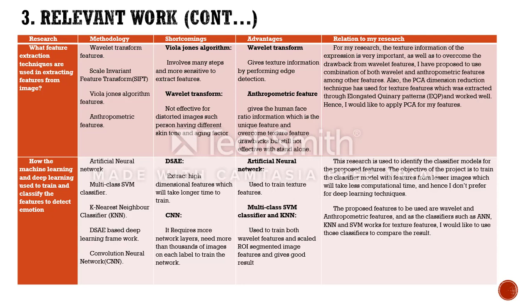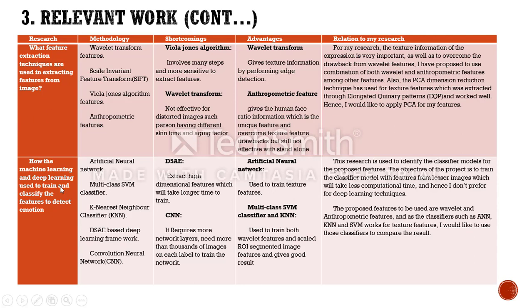The wavelet transform deals with the pixel intensity of the images, so it will take the features from the pixel intensity, whereas the anthropometric features will take the human face ratios. We'll see in the methodology how it actually works.